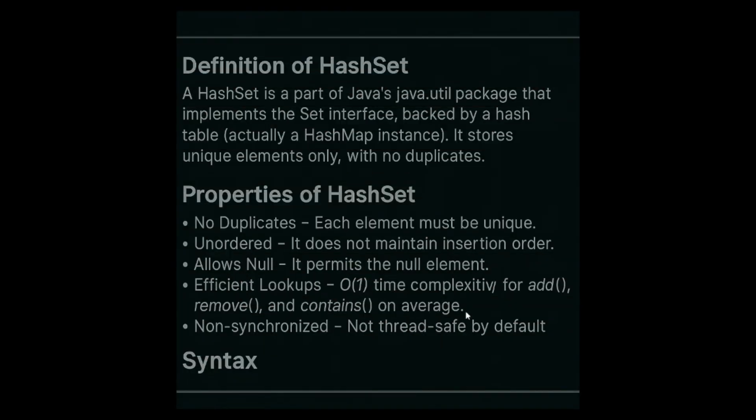Before we move to the problem, let's understand the function of a hash set. So what is a hash set? It is a part of Java's java.util package that implements the Set interface backed by a hash table, actually a hash map instance. It stores only unique elements. There are no duplicate elements. It is based on a hash table and it offers constant time performance, order of 1, for basic operations like add, remove, and contains.